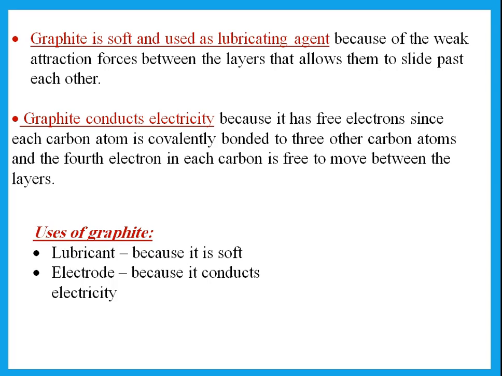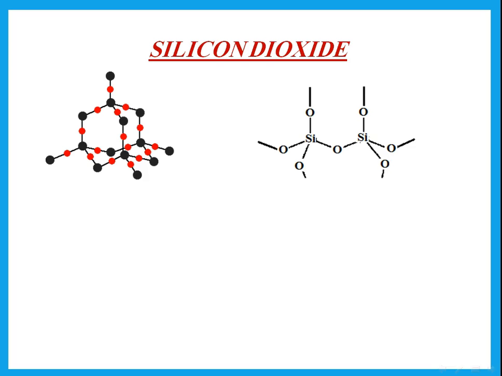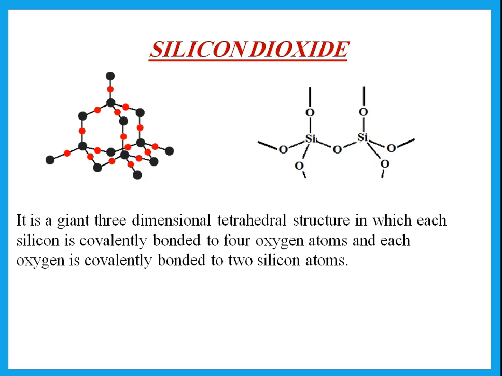Now, what do we use graphite for? We use it as a lubricant because it is soft, and as an electrode because it conducts electricity. The other thing that we're supposed to study is silicon dioxide. Silicon dioxide is very similar to diamond, a giant three-dimensional tetrahedral structure, but in this case it's not made of carbon, it is made of silicon and oxygen.